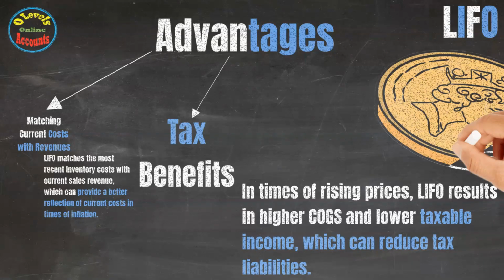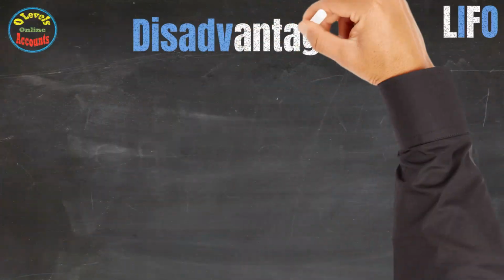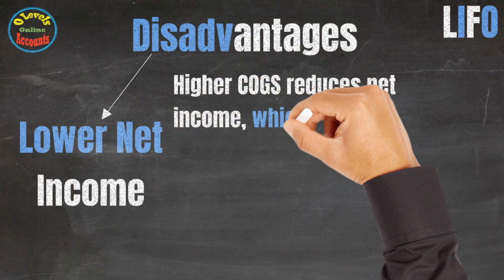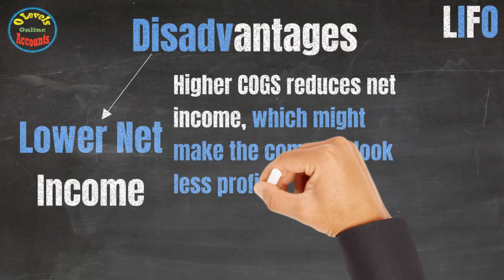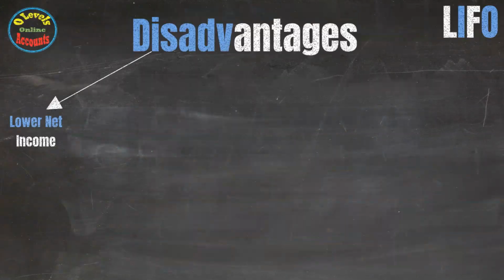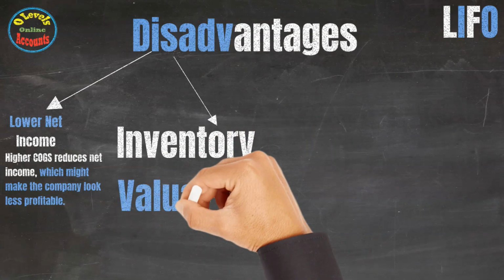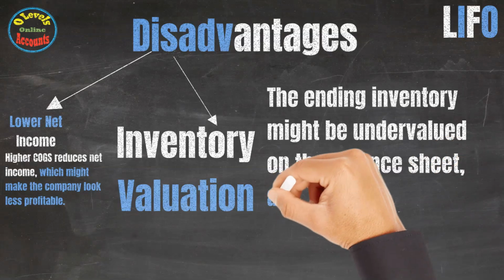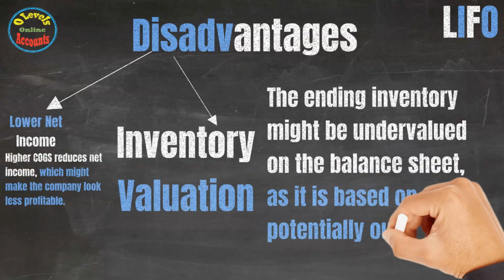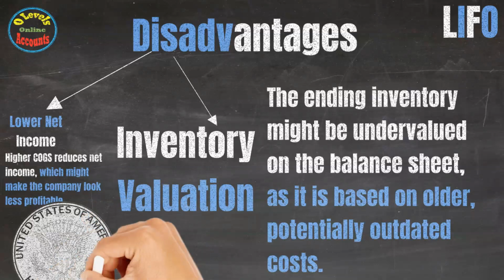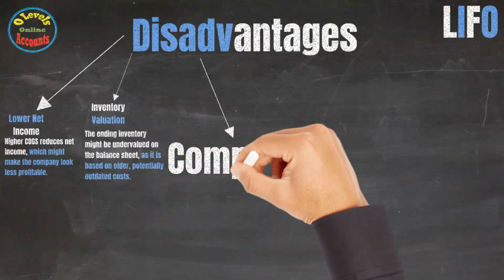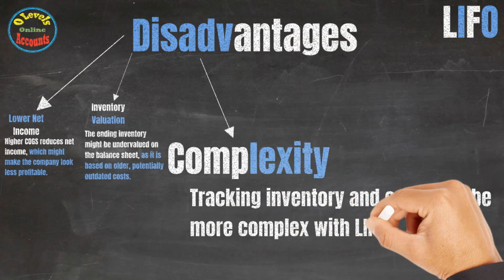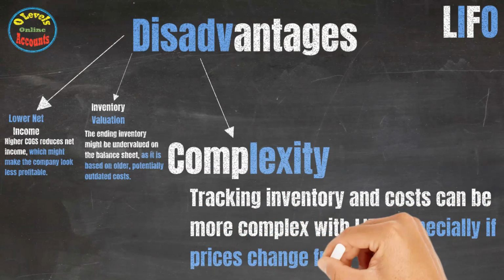Let's check some disadvantages too. The first disadvantage is, lower net income. Higher cost of goods sold reduces net income, which might make the company look less profitable. Let's check another one. The second disadvantage is, inventory valuation. The ending inventory might be undervalued on the balance sheet, as it is based on older, potentially outdated costs. Let's check another one. The third disadvantage is, complexity. Tracking inventory and costs can be more complex with LIFO, especially if prices change frequently.